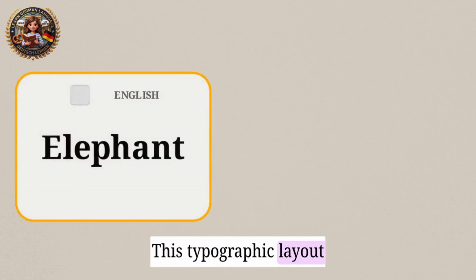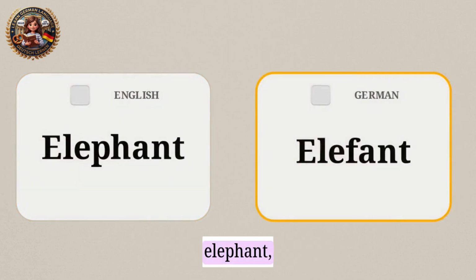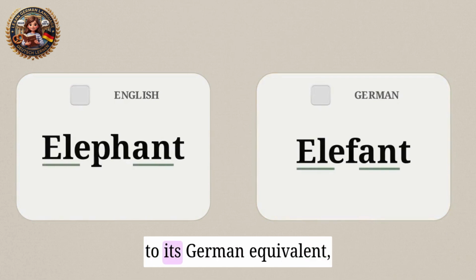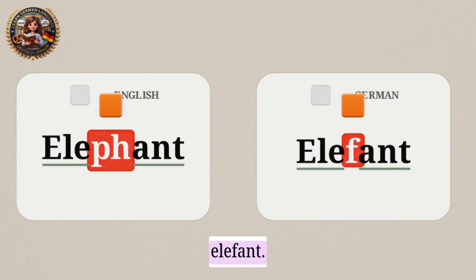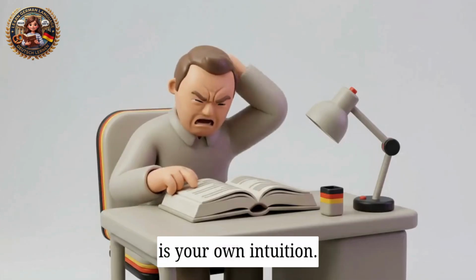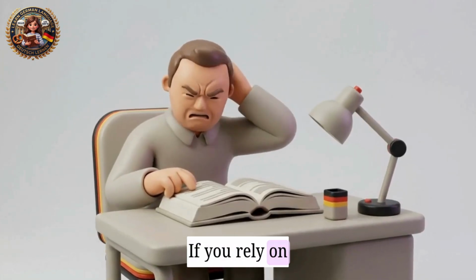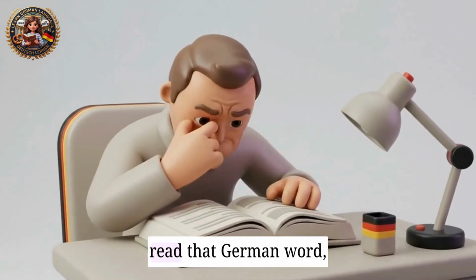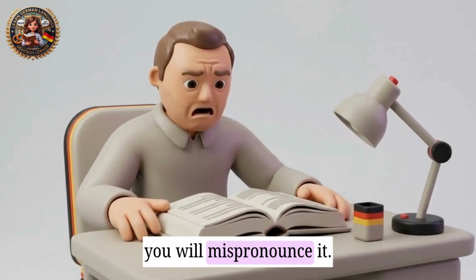This typographic layout shows the English word elephant sitting directly next to its German equivalent, Elefant. On paper, they look nearly identical, but the trap here is your own intuition. If you rely on your English phonetic instincts to read that German word, you will mispronounce it.